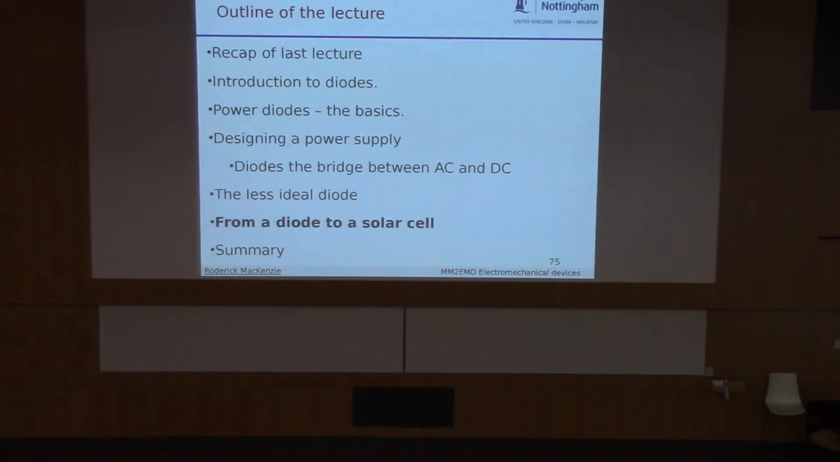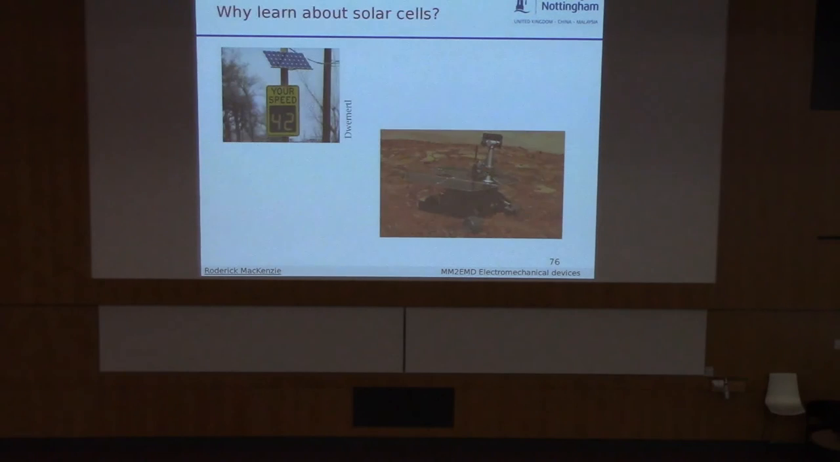Now then, from a diode to a solar cell. So why solar cells? You're like, well, I'm a mechanical engineer, why do I need to know about solar cells? Well, very often there is no main supply to tap into, so you need to power your device from something. Imagine you're stuck out in the middle of nowhere, you've got no power. Very often, you need to generate your own power. The extreme example might be this Mars rover, where there really is no mains on Mars, so you need some type of a solar panel.